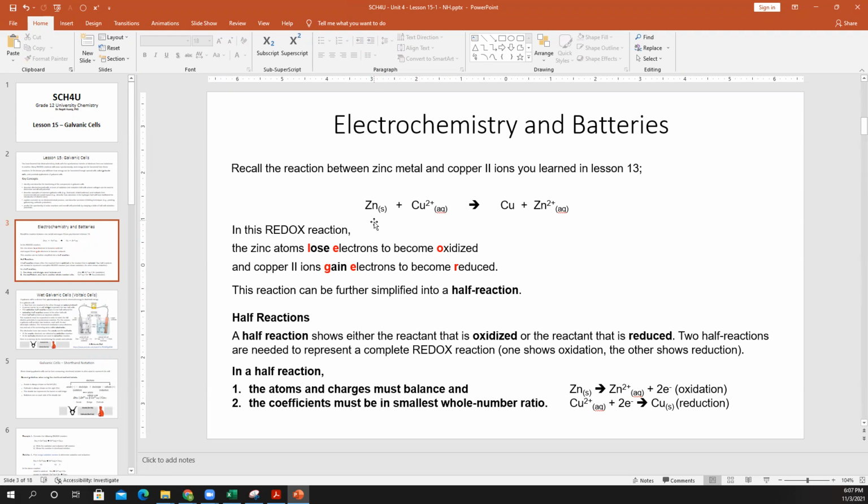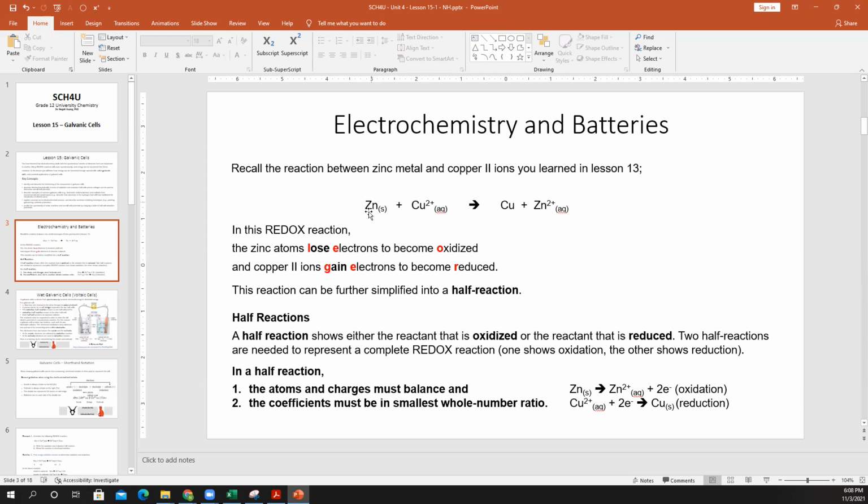We were just talking about this reaction between zinc metal and copper ions becoming copper atom and zinc ions, and just reviewing that this is a redox reaction. And we know that loss of electrons is oxidation, gain of electrons is reduction, and we can use our acronym of Leo the lion goes GER. L-E-O, Leo goes G-E-R.